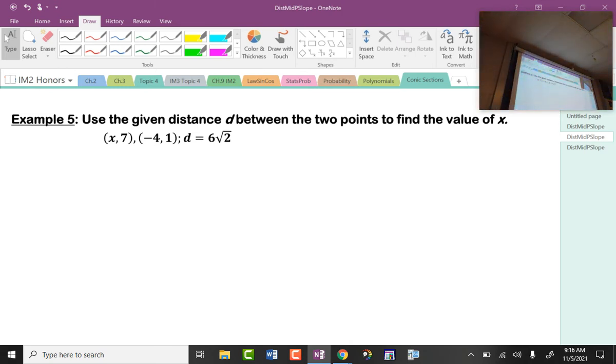So use the given distance d between the 2 points to find the value of x. Really good constructed question here. So give you a minute to write this down. What time we at here? We do a little better than last hour, but still. This one's going to take some time too.